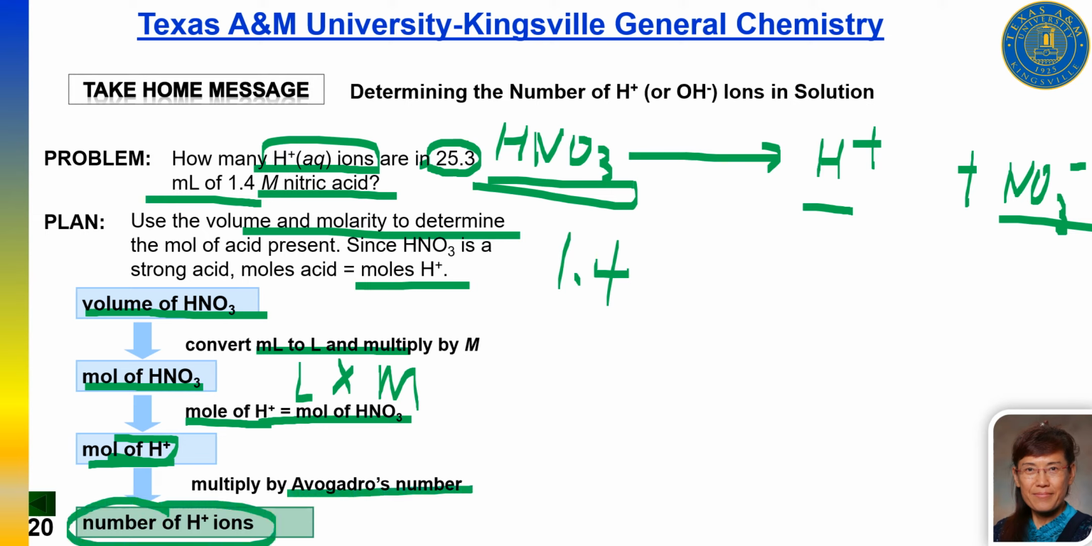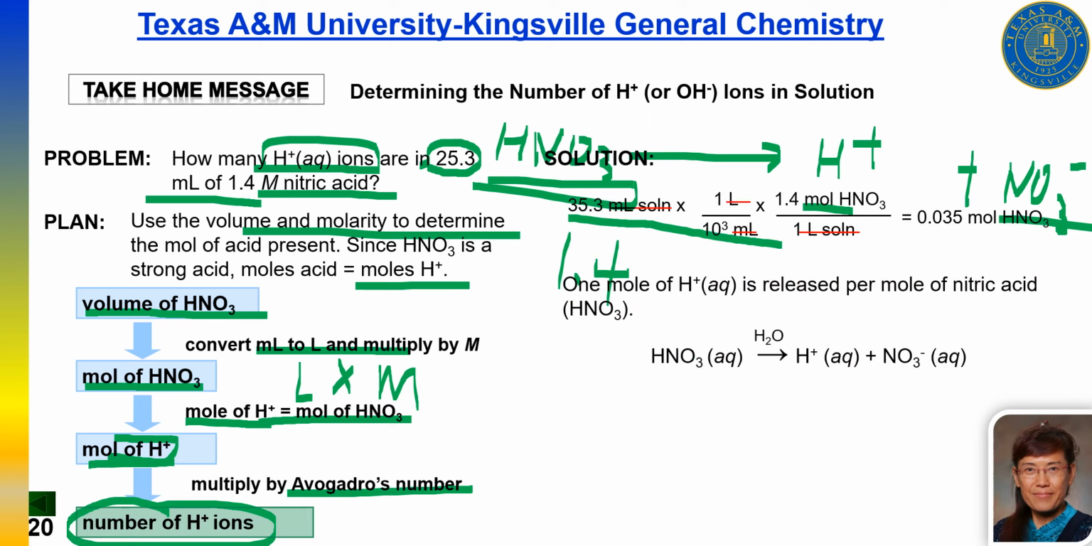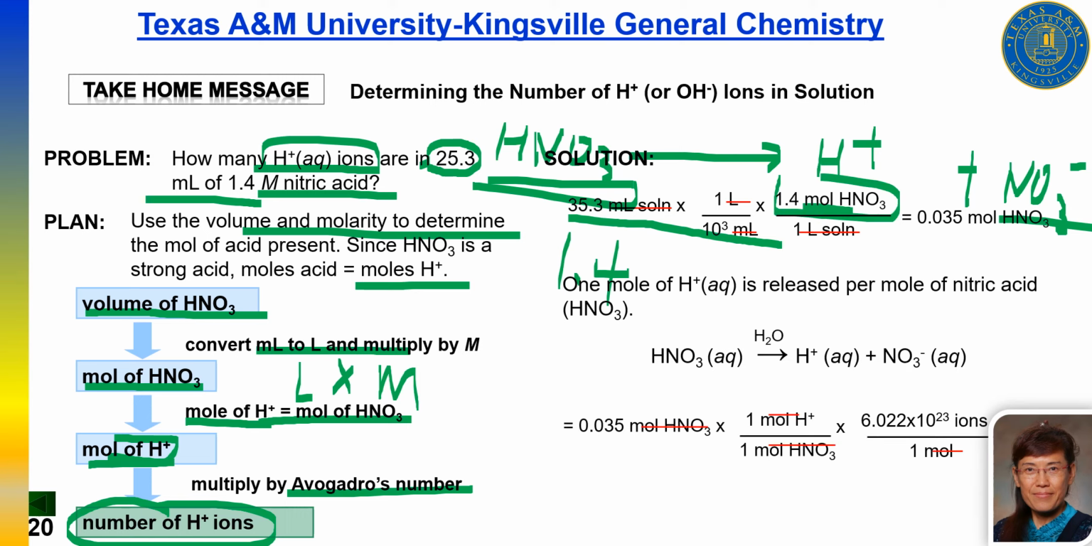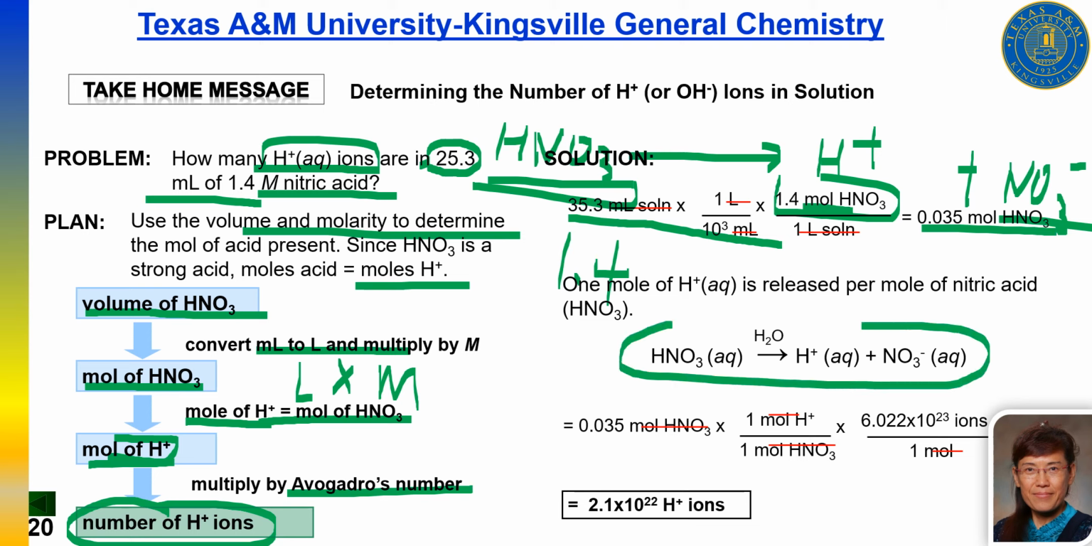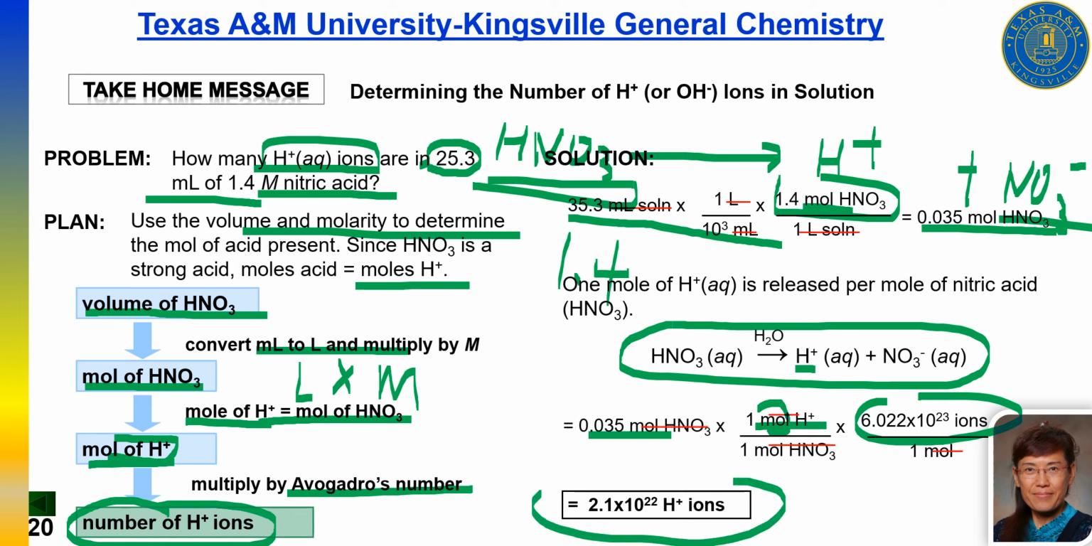You use Avogadro's constant. So here is our solution. Solution number one, convert milliliters to liters, and then multiply by molarity, determine the moles of your nitric acid. Based on the nitric acid, which is a strong acid, meaning completely dissociated, meaning the moles of nitric acid is the same as moles of hydrogen plus proton. And then you convert the moles into the ions by multiplying by the Avogadro's constant. Therefore, you can determine the proton ions. My calculation is 2.1 times 10 to the power 22 protons.